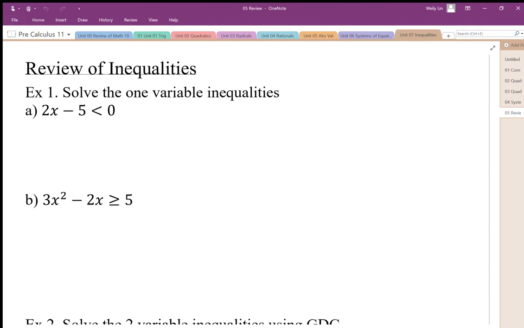In reviewing inequalities, we need to really think about what some of the big ideas are. Do we understand the difference between a one variable inequality or a two variable inequality? We need to make sure that we understand what the boundaries are for one variable versus two variable, and boundaries are the key. For a one variable inequality, we need to have the solution in one dimension, or along the number line.